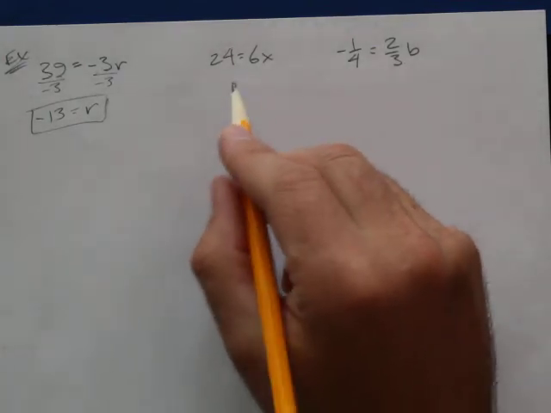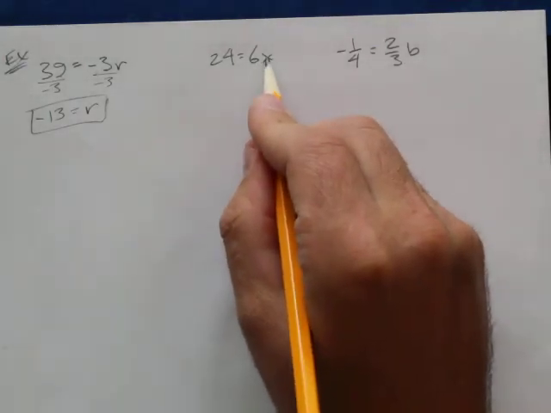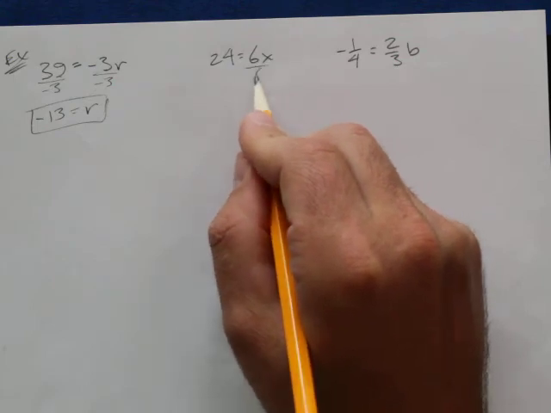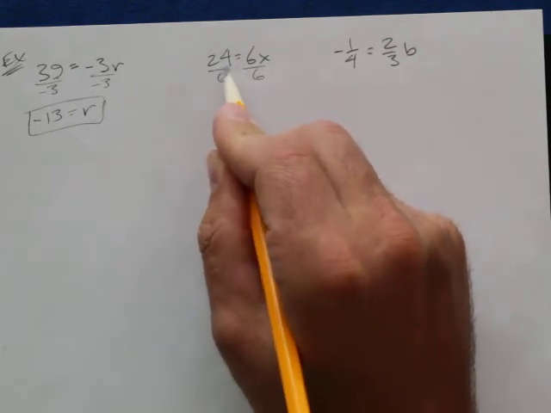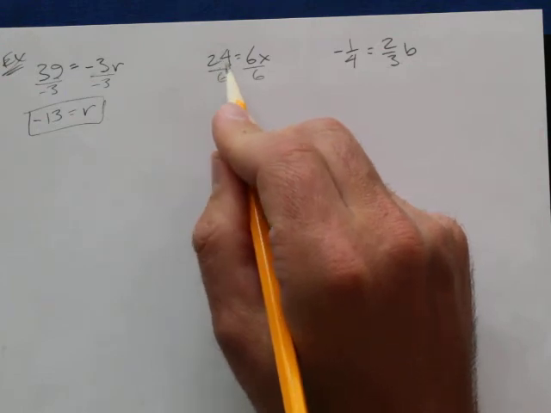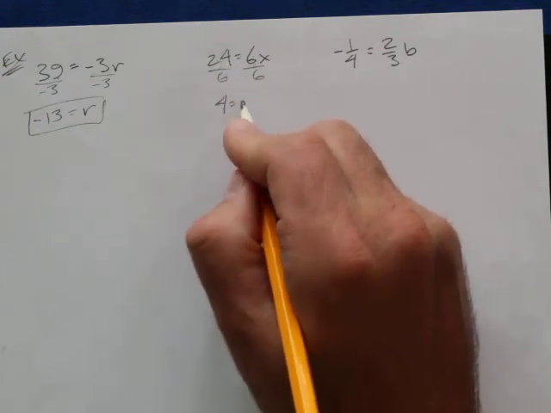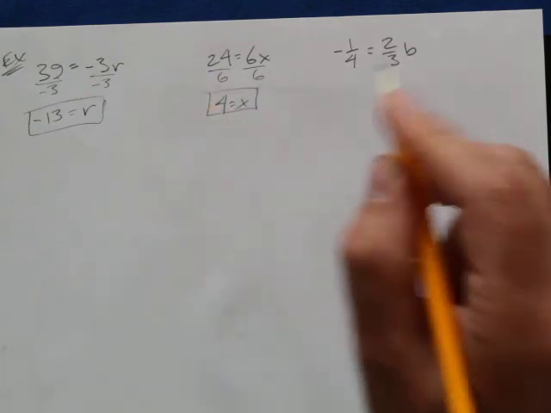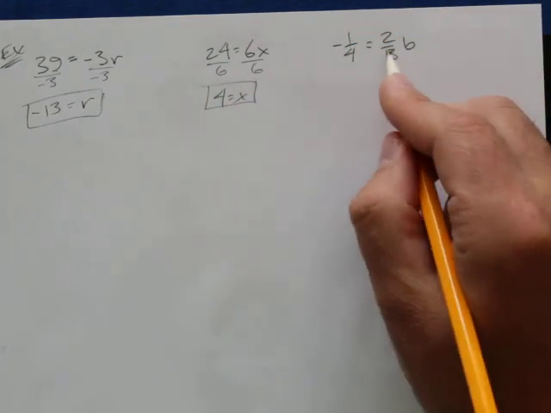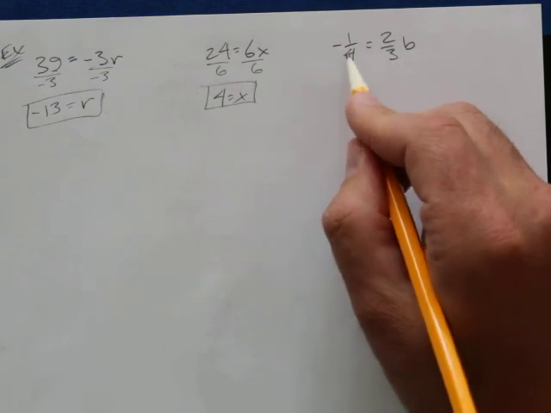All right, let's see how you did. For this one, I want 1x. I've got 6 x's, so I need to divide this by 6, both sides. What I do to one side, I do to the other. 24 divided by 6 is 4. 6 divided by 6 is 1. 1x, 4 equals x.